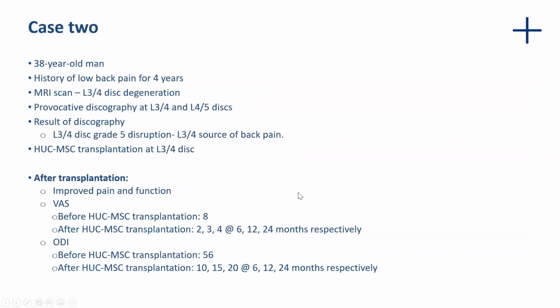The second case was a 38-year-old man with a history of low back pain for 4 years. The MRI scan showed L3-4 disc degeneration, and the provocative discography showed L3-4 disc grade 5 disruption and was concluded to be the source of pain. Human umbilical cord blood mesenchymal stem cells were transplanted in the L3-4 disc space. After transplant, there was a significant improvement in his VAS and ODI scores as well.